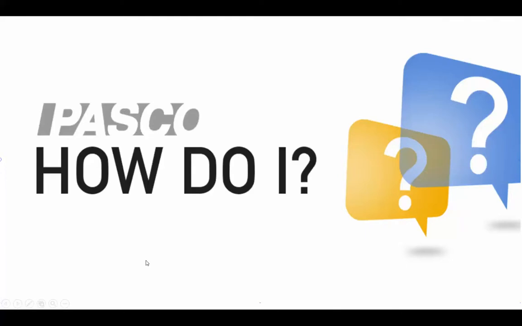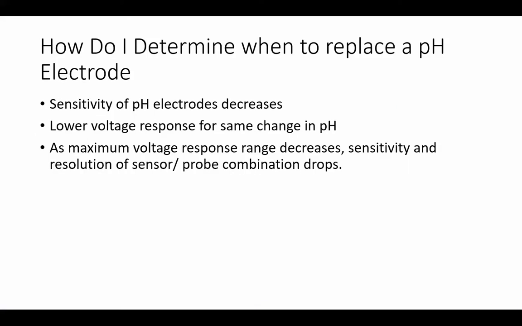This is a video showing when to change out a pH probe for a pH amplifier set. The sensitivity of pH electrodes will decrease as they age. How quickly they age will depend on how they're stored and how they're used.